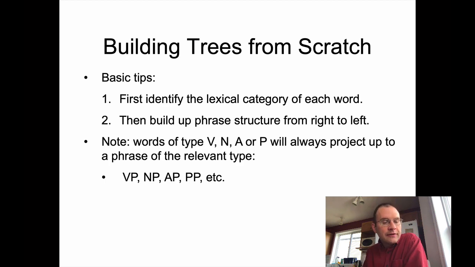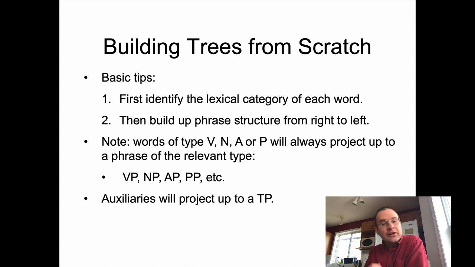Okay, so once you've identified the lexical category for each word, if you have a word of type verb, noun, adjective, or preposition, those are always going to have to project up to a phrase of the same type. So if there's a verb in there somewhere, there's going to have to be a verb phrase up at the top of that phrase. These are the heads of these types of phrases. A noun is going to project up to a noun phrase, so on and so forth. If you have an auxiliary, that's nice. It simplifies your job a little bit because that's always going to project up to a TP. These auxiliaries always fit in that T slot that heads the tense phrase.